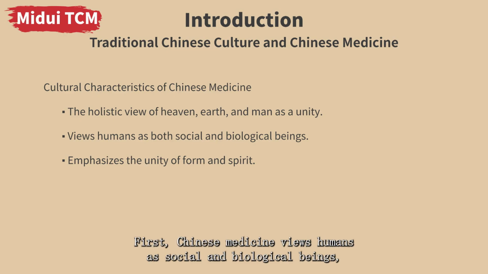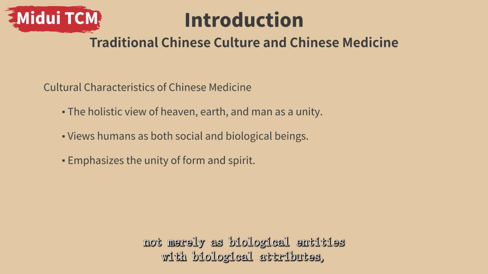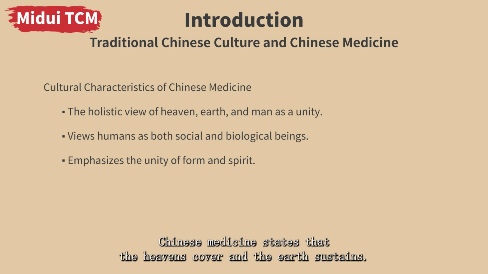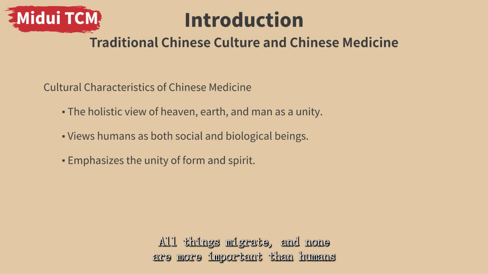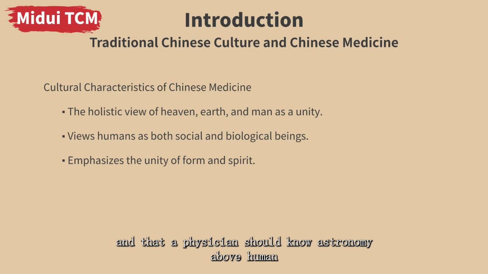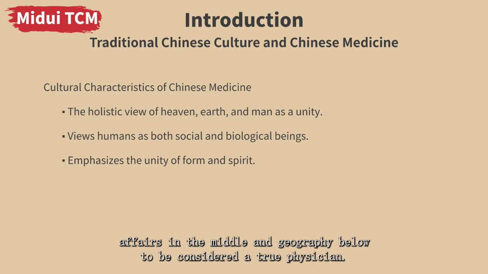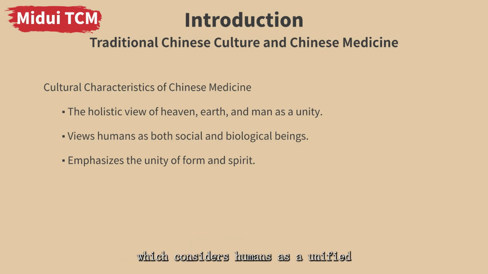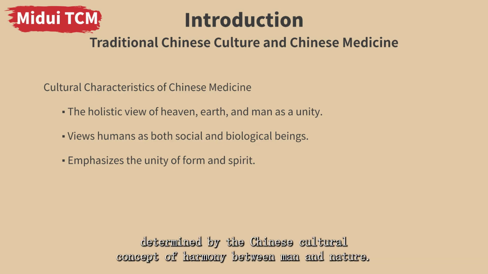First, Chinese medicine views humans as social and biological beings, not merely as biological entities with biological attributes, but more importantly, as possessing social attributes, considering humans within the context of nature. Chinese medicine states that the heavens cover and the earth sustains, all things migrate, and none are more important than humans, and that a physician should know astronomy above, human affairs in the middle, and geography below to be considered a true physician. This viewpoint is influenced by the holistic view of Chinese culture, which considers humans as a unified whole possessing both social and natural attributes, determined by the Chinese cultural concept of harmony between man and nature.